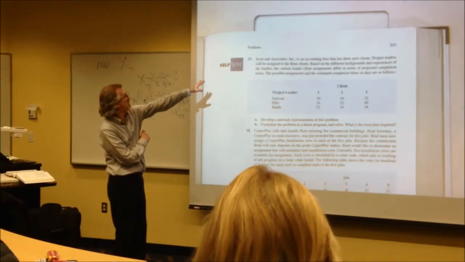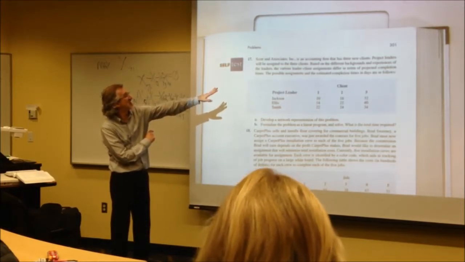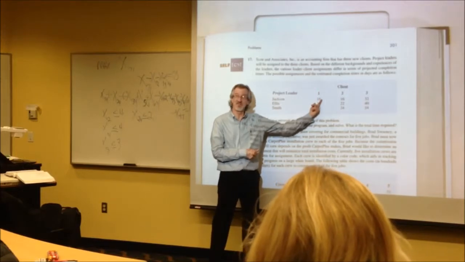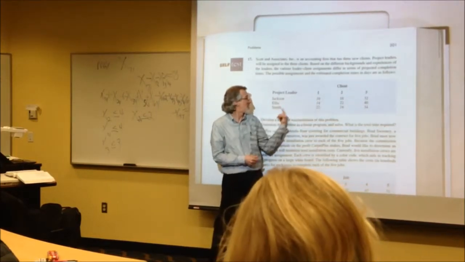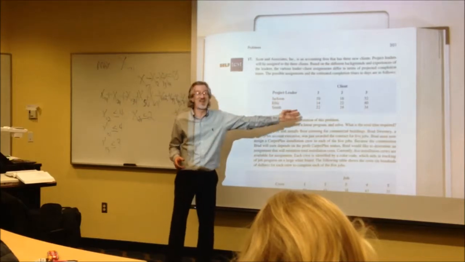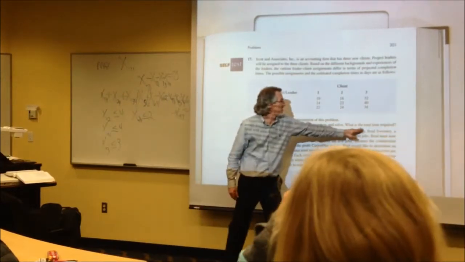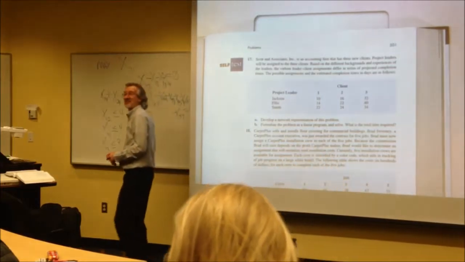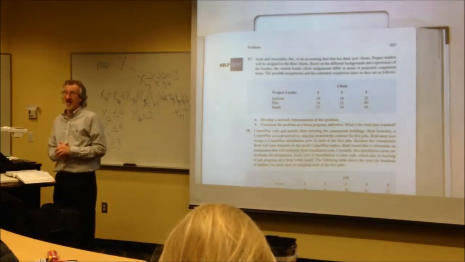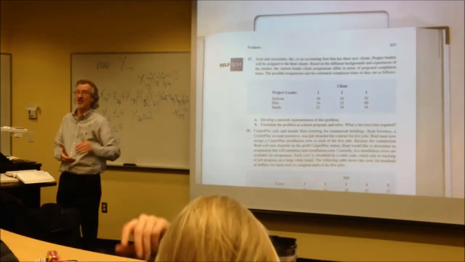It's an accounting firm with 3 new clients. Project leaders will be assigned to these clients based on the different backgrounds and experience of the leaders. The various leader-client assignments differ in terms of project completion times. This person would take 10 hours to do that, historically, 14 hours, 22 hours. Now, hang on a minute. The possible assignments and estimated completion times are in days, not hours. Develop a network representing this problem and formulate a linear program to solve. You don't know whether to minimize or maximize, so you have to imagine you're working at an accounting firm that has to assign project leaders, and the numbers represent the number of days that leader will probably take to get the project done.